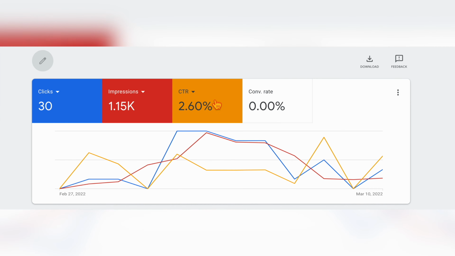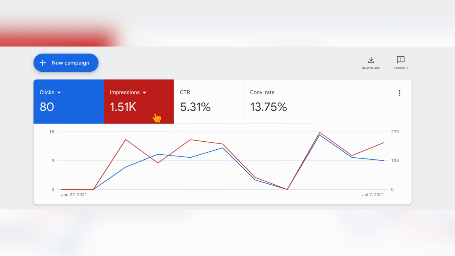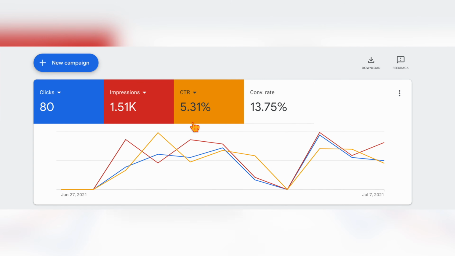The click-through ratio was only 2.6%. But when we move over to the second campaign, you can actually see that this click-through ratio was at 5%. And that is a big difference in Google.